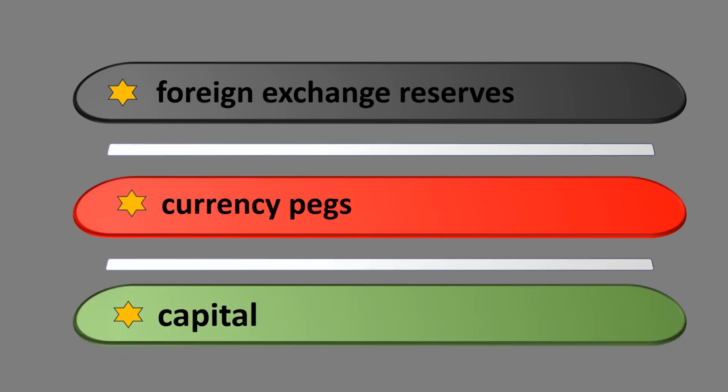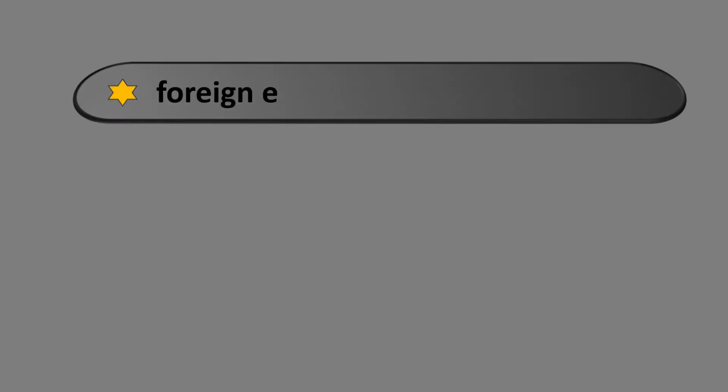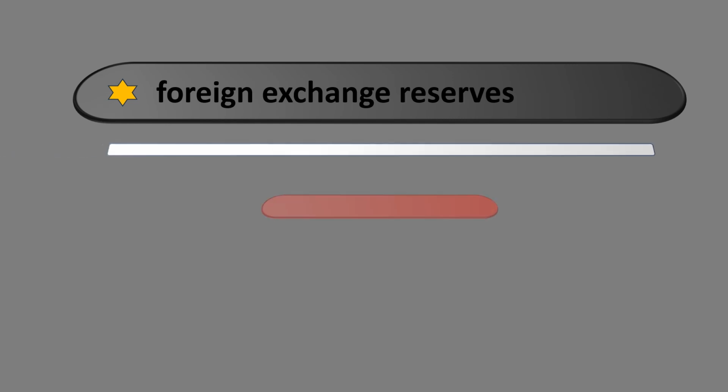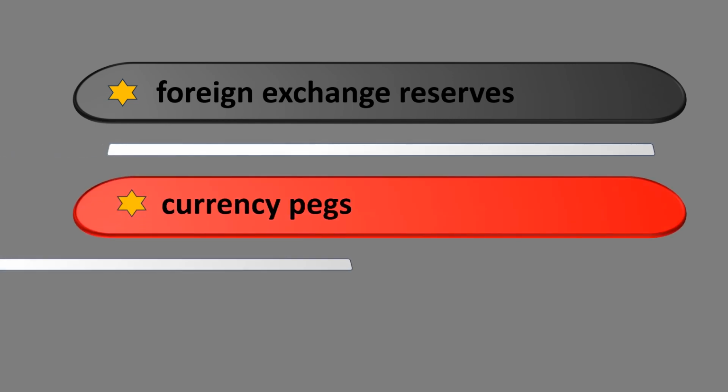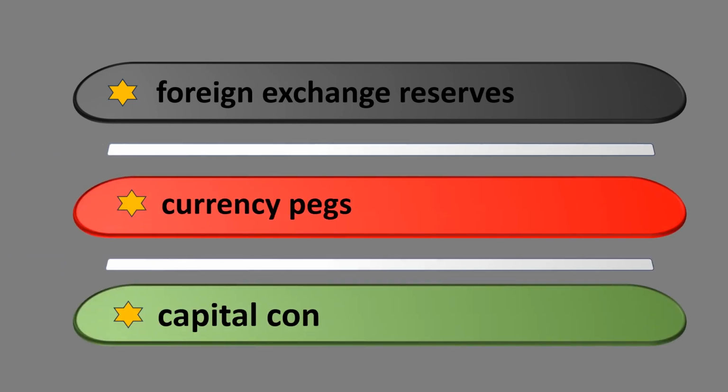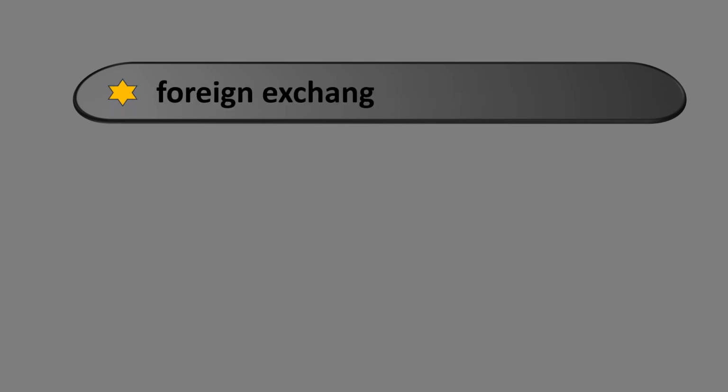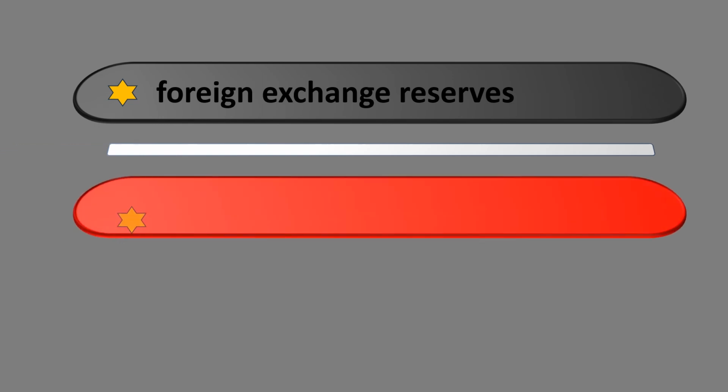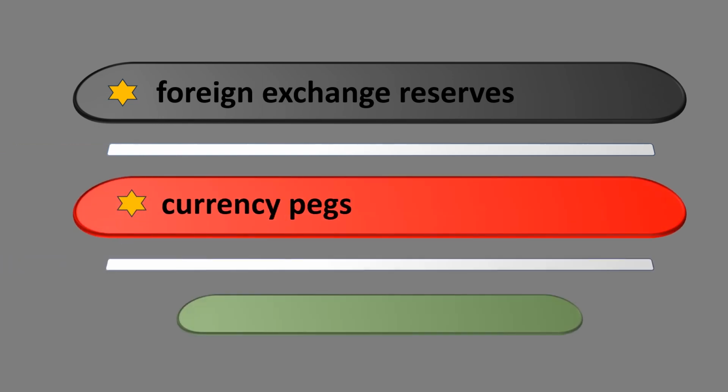3. Capital controls. This refers to measures implemented by governments or central banks to regulate the flow of capital in and out of a country's economy. These measures can help stabilize the exchange rate and protect the local currency from excessive volatility. However, they also have limitations and can sometimes be ineffective in the face of external shocks or market speculation.